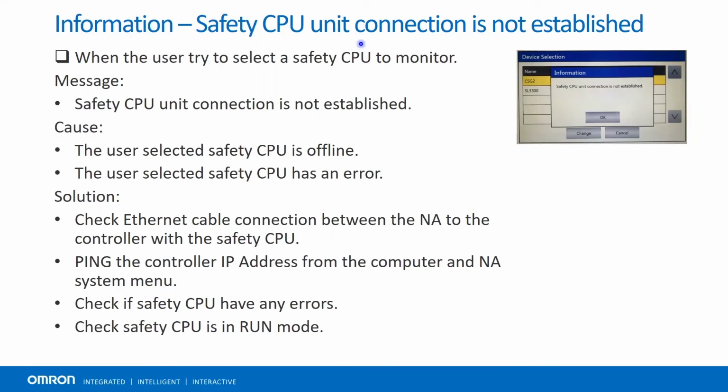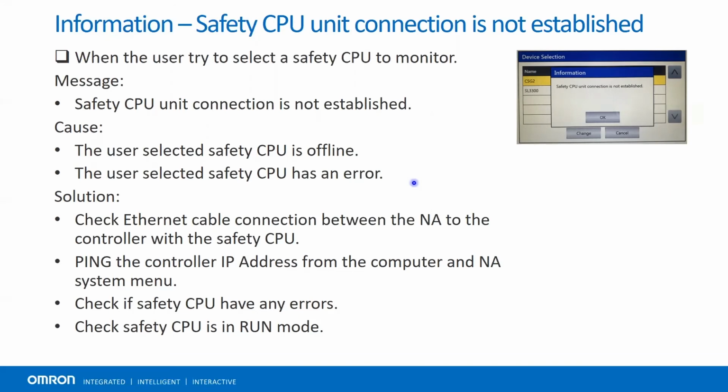Safety CPU unit connection is not established. This happens when the user tries to select a safety CPU to monitor. The message is "safety CPU unit connection is not established." The cause is the user selected safety CPU is offline.